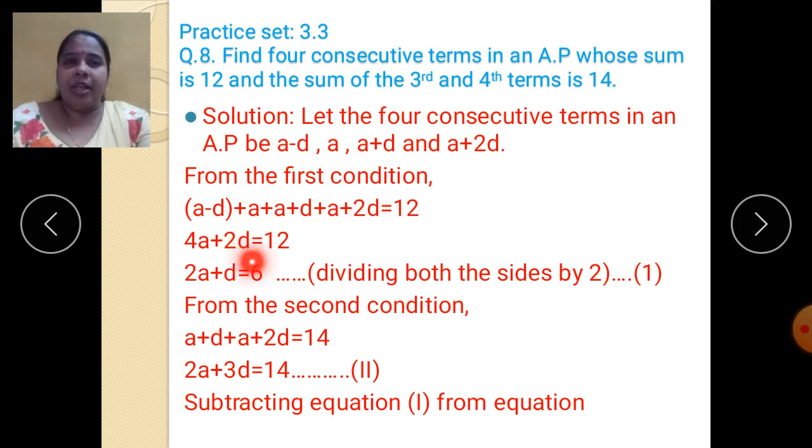Add all the a terms. A plus a plus a plus a. How many times? 4 times. So 4a plus 2d is equal to 12. It can be reduced further. We are going to divide throughout by 2. So what will we get? 2a plus d is equal to 12 divided by 2, which is 6. So the first equation is 2a plus d is equal to 6. Number it as equation number 1.